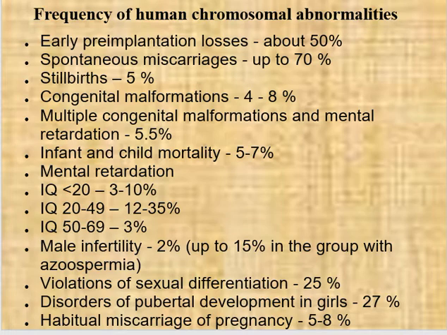Mental retardation, IQ below 20, about 3 to 10%. IQ from 20 to 49, 35%. IQ from 50 to 69, about 3%. Male infertility, 2%. Violations of sexual differentiation, 25%. Disorders of pubertal development in girls, 27%. Habitual miscarriage of pregnancy, 8%.